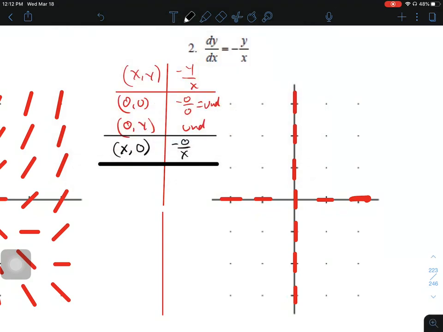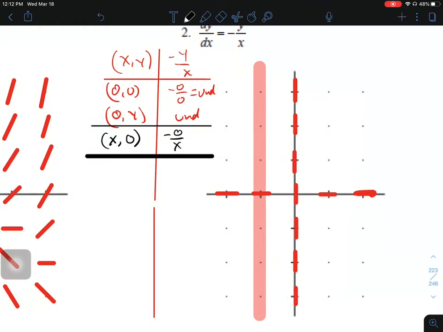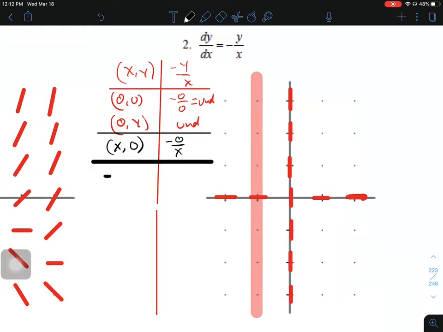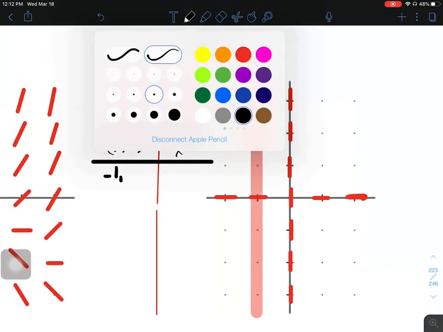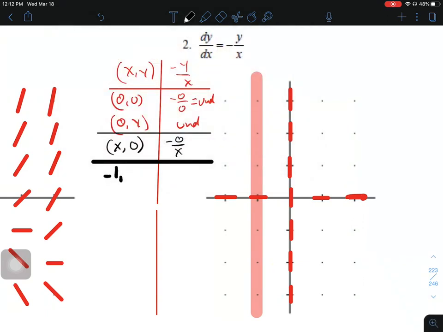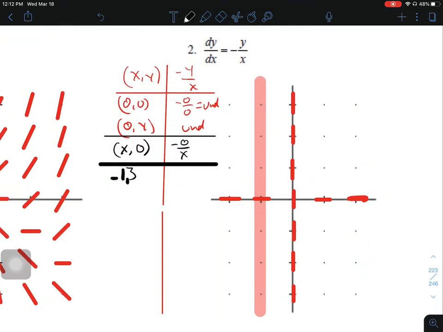Let's go down and choose x values of negative 1. So that's here. All these places x is negative 1. So if we choose negative 1, 3, that's going to be negative 3 over negative 1, which is 3. If I choose negative 1, 2, it's going to be negative 2 over negative 1, which is 2.